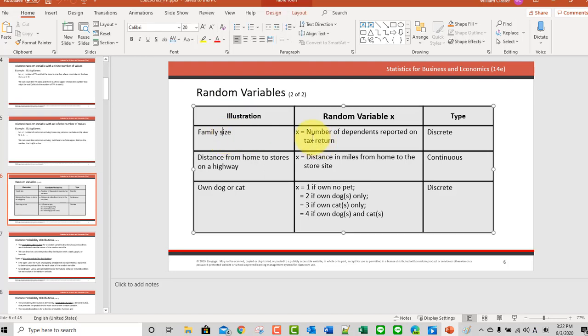Okay, so here's some more examples of random variables. So family size. So let X be the number of dependents reported on the tax return. And that's discrete because it's the number of people. Distance from home to stores on a highway. So distance in miles from home to store site. So that's continuous because it's distance. And then, does a person own a dog or a cat? So X equals 1 if no pet, 2 if dog only, 3 if cat only, 4 if both. So this is discrete. There's only 4 possible values.